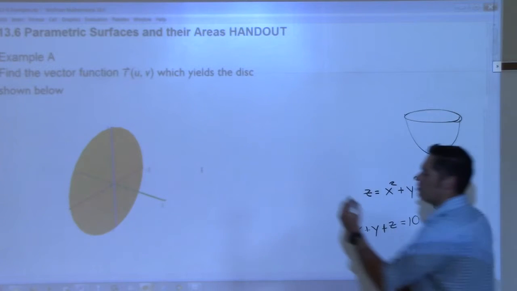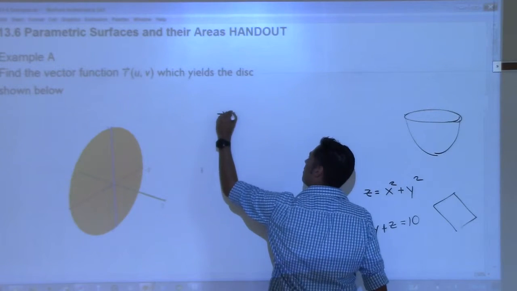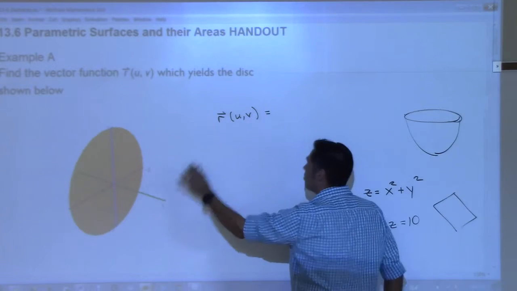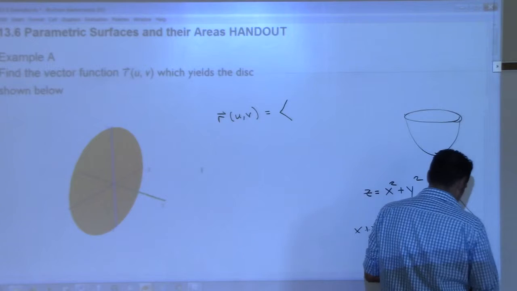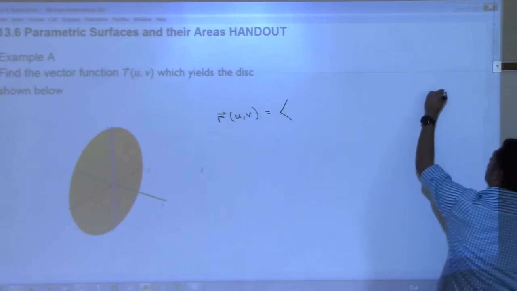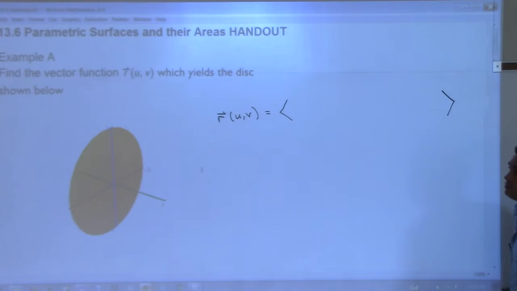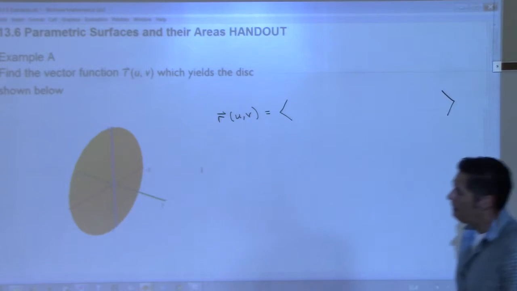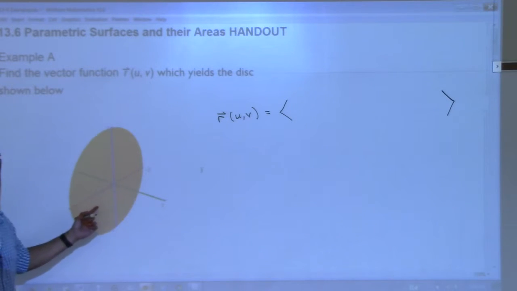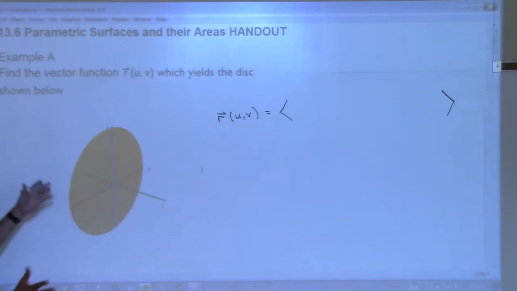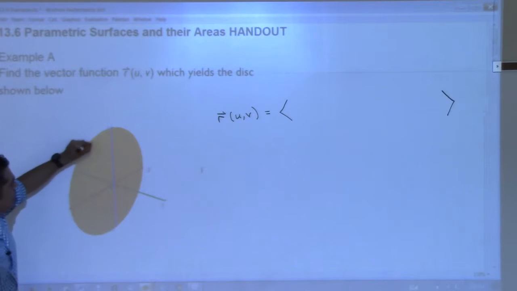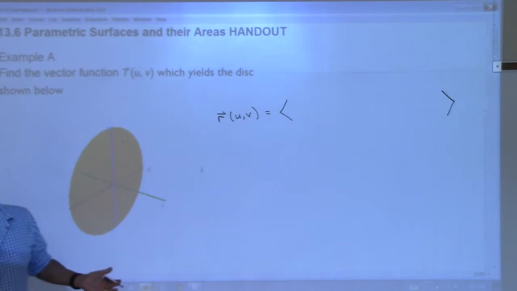What we need to do is come up with the vector function of two variables u and v that would draw just this disk. It will have three component functions that I need to come up with. Let's talk about this. Y is 0. Do you all agree that y is 0, no matter what? Because this flat disk, the y-axis goes this way. For any point on that disk, the y-coordinate has to be 0. So I agree with that.